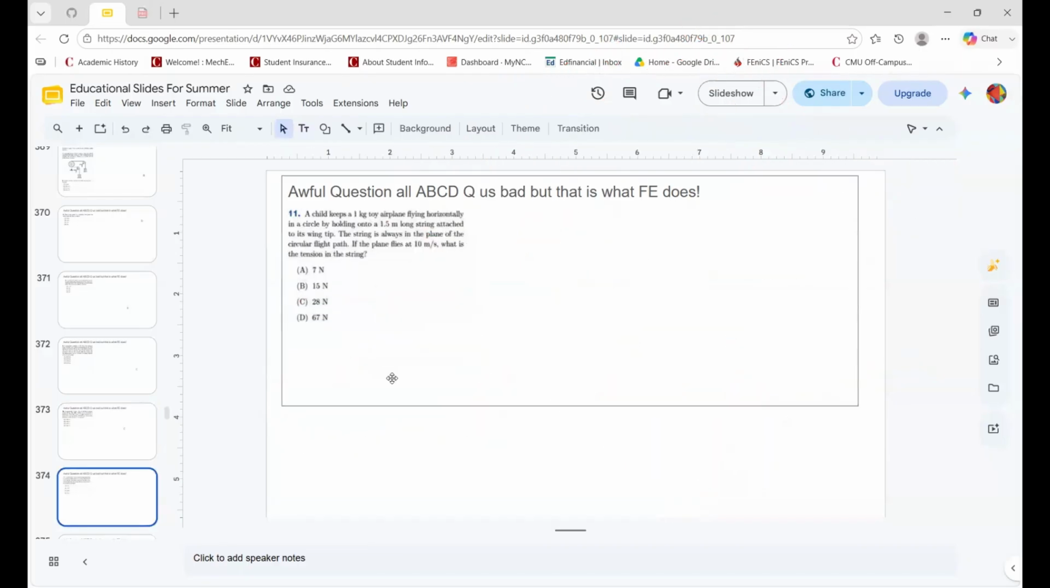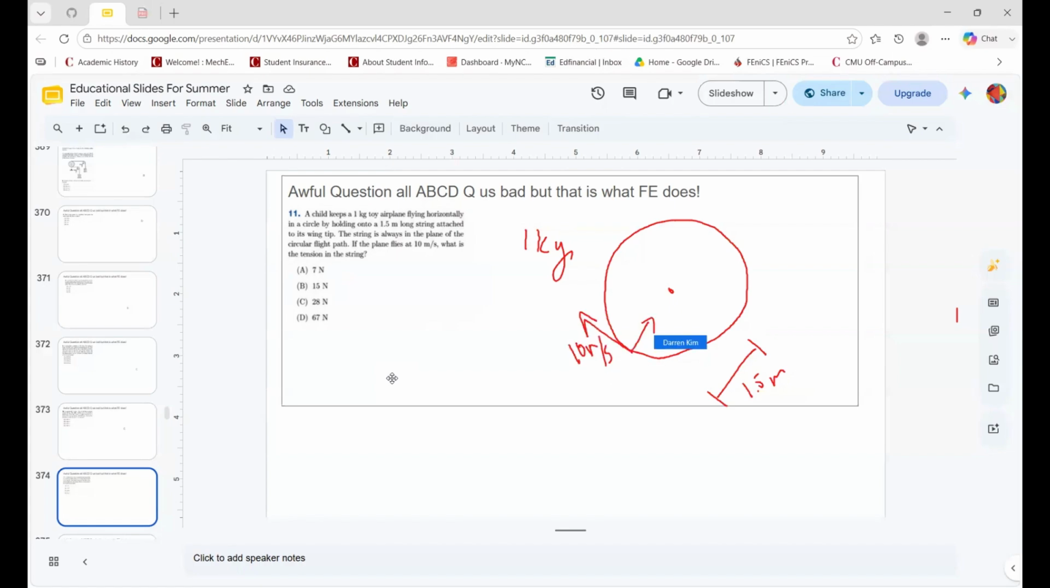A child keeps a 1 kilogram airplane flying horizontally in a circle, holding along with an attached string that is 1.5 meters. Yep, 1.5 meters. With that said, the string is always in the plane of a circular path, if the plane is doing 10 meters per second. What's the tension on the string?